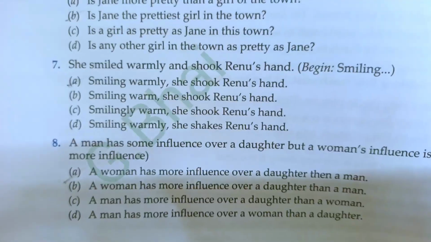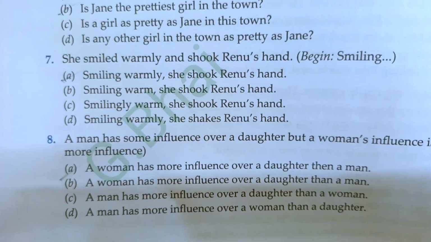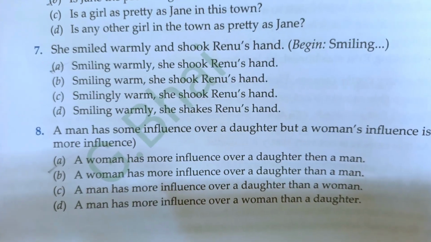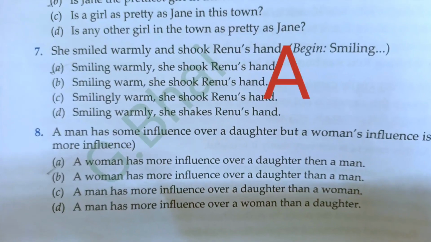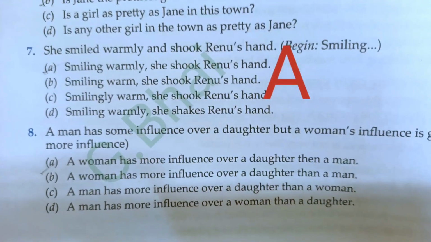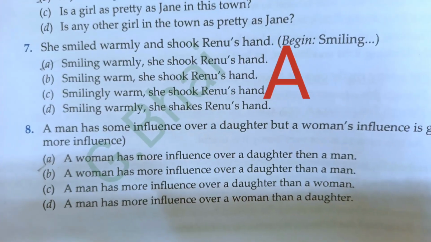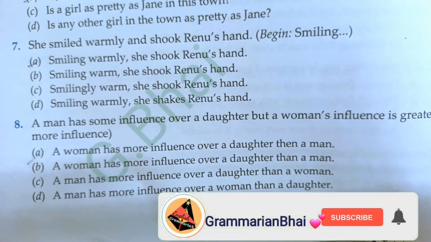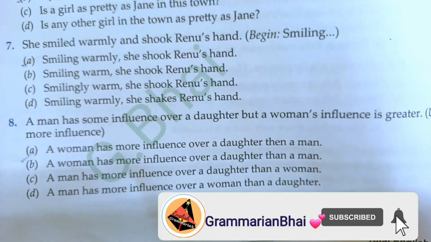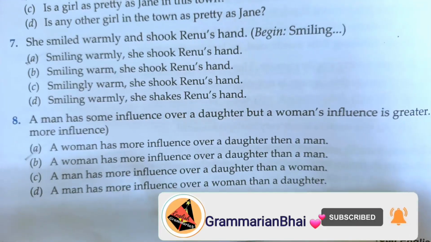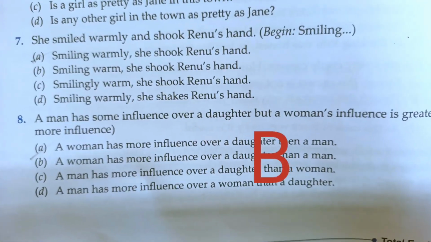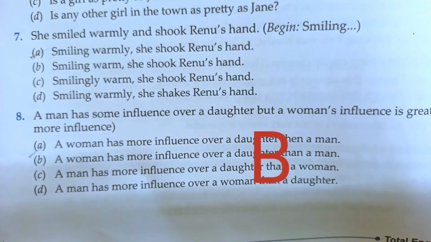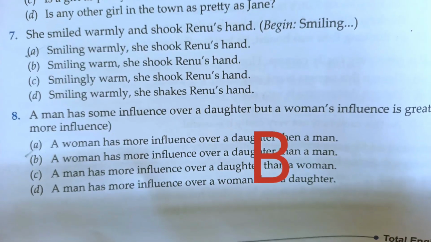Number 7, she smiled warmly and shook Renu's hand. So here you have to begin the sentence with smiling. So the correct option is, smiling warmly, she shook Renu's hand. And the last one, a man has some influence over a daughter, but a woman's influence is greater. So here the correct option is, a woman has more influence over a daughter than a man. So option B will be correct.